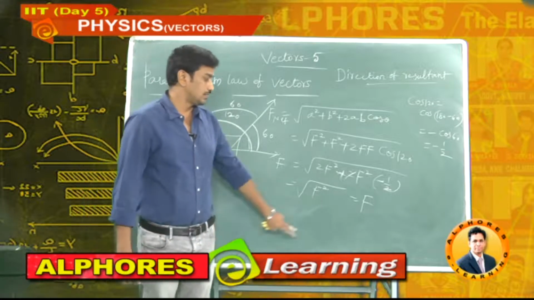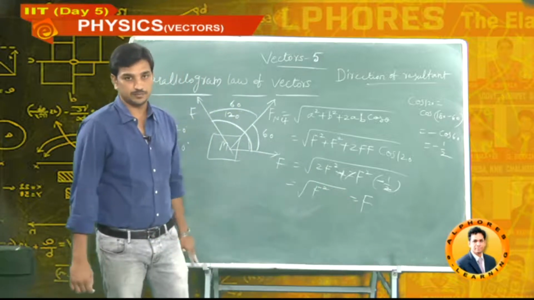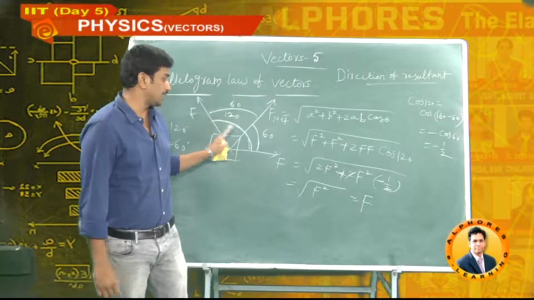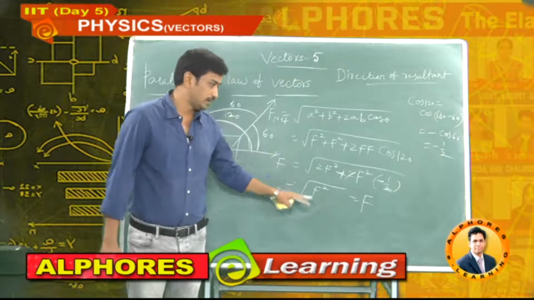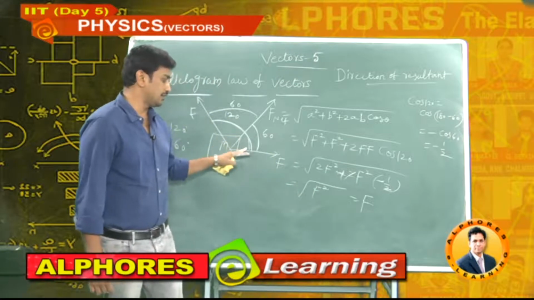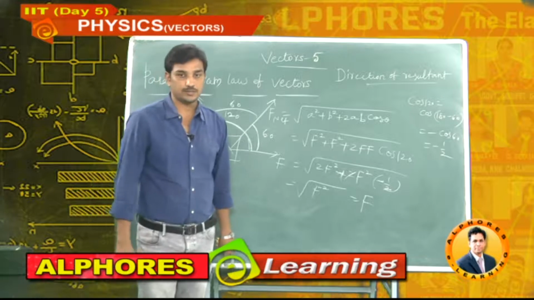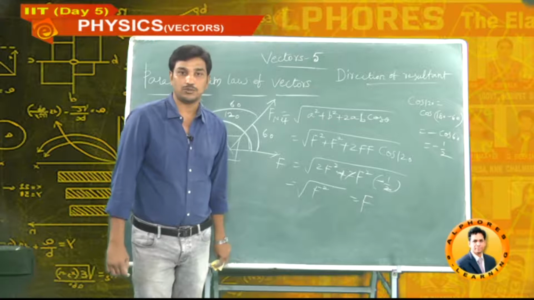So two are equal and the angle is 120. Now the resultant force is how much? F. I think you got the clarity. Once again, two are equal and the angle is 120. Now the resultant is F, and the resultant makes an angle of 60 with the horizontal force. So in this way, some of the results by using the parallelogram law of vectors, we should remember those.